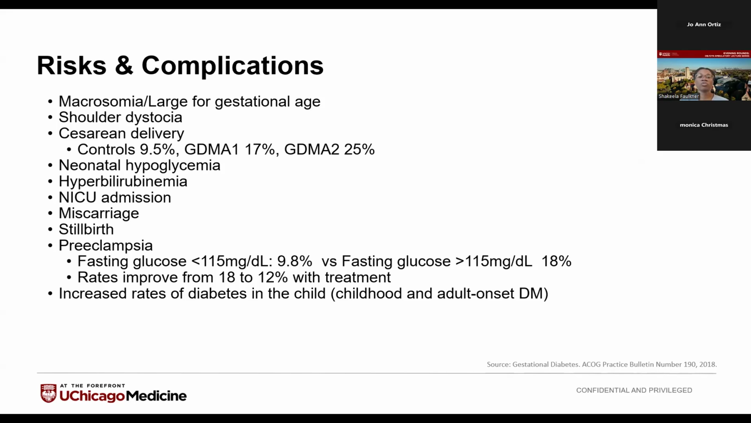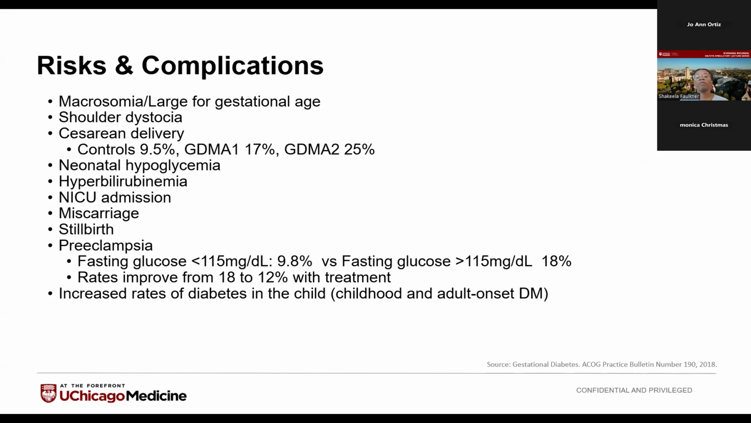So one study showed that controls had a rate of about 9.5%, GDMA1, who managed just with nutrition changes, 17%, and GDMA2 had rates even close to 25%. Again, it varies across studies, but it shows almost a dose response based on people's insulin sensitivities. We can also see neonatal hypoglycemia, meaning that once the baby is delivered, their blood sugar goes low, which is not safe. For all of the counseling that we give, it's always important to stress that hypoglycemia is the more dangerous form.